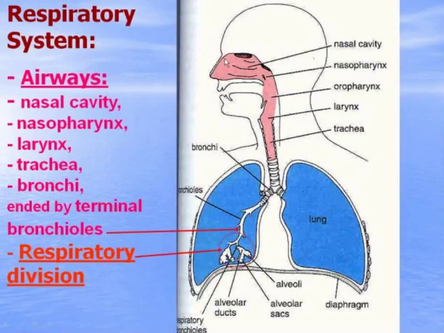Airways consist of nasal cavity, nasopharynx, larynx, trachea, and bronchi, ended by terminal bronchioles. After that, the respiratory division.